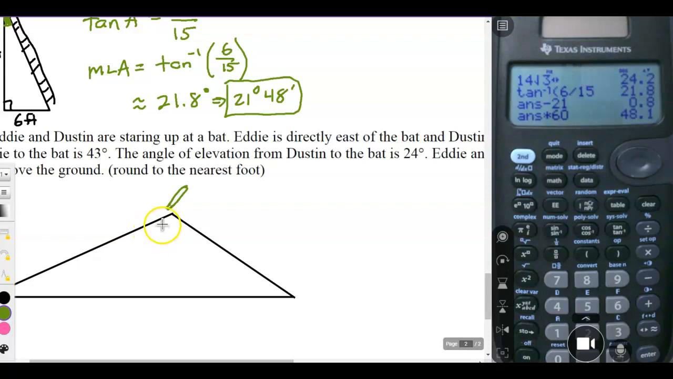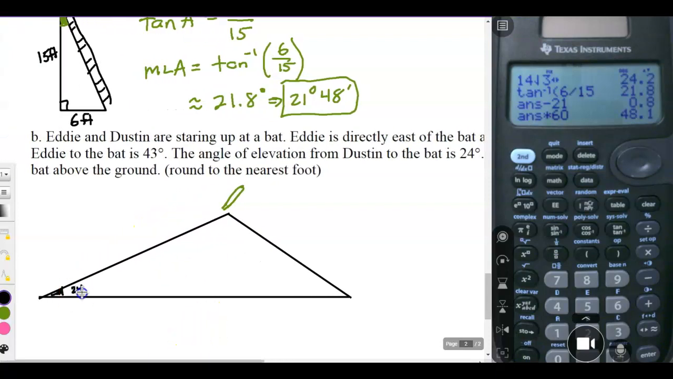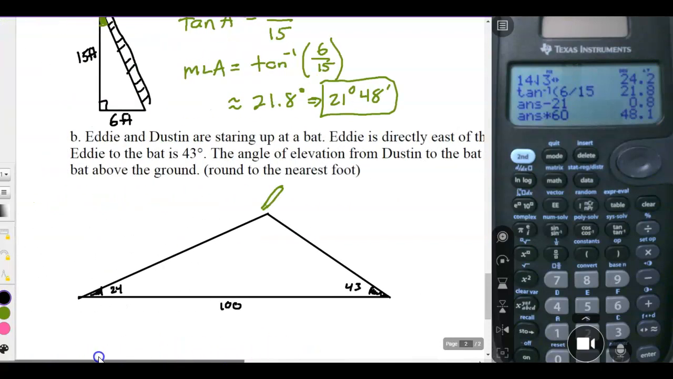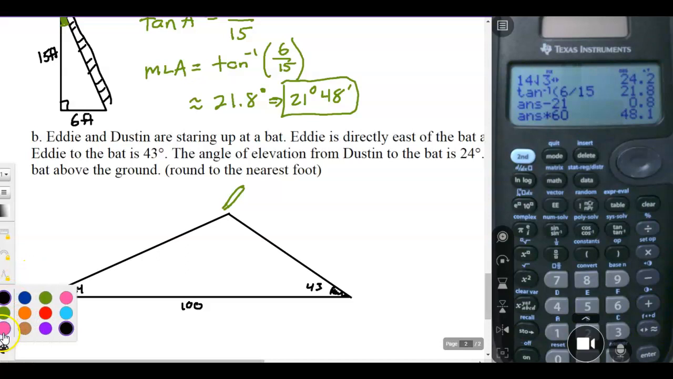Alright. So we have 24 degrees, and this is 43 degrees, and we know they're 100 feet apart, right? And we're trying to find, as our answer, the height of the bat above ground. Okay, so we're trying to find what this value is. All right, that's our final answer, whatever this is.